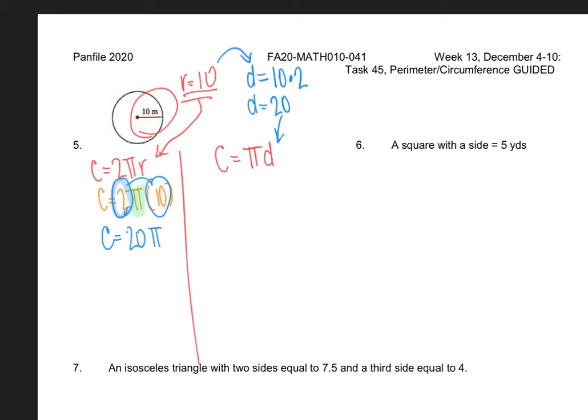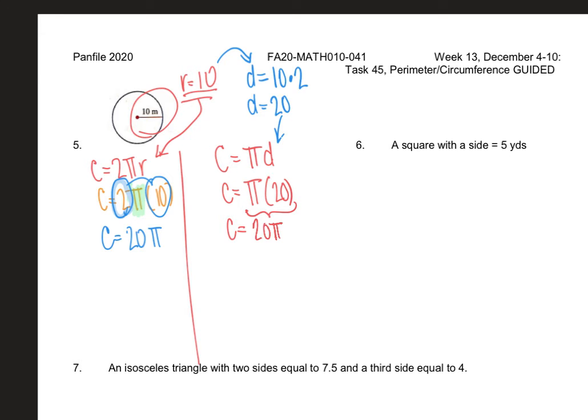I'm not going to take it to my decimal right now. I'm going to make sure I check the other one and I get the same thing. So over here on the right, I'm going to get C equals, or circumference equals, pi times d. Well, d is 20 because that's what I found. So when I do this, it's just an etiquette thing. You don't want to leave it as pi 20. You want to write it as 20 pi. Okay, think like you have 20 pies.